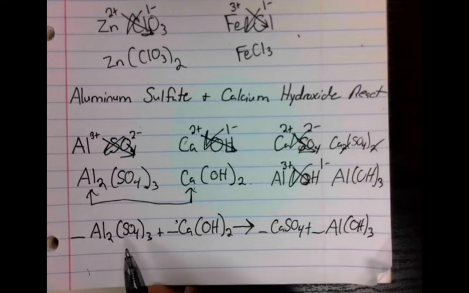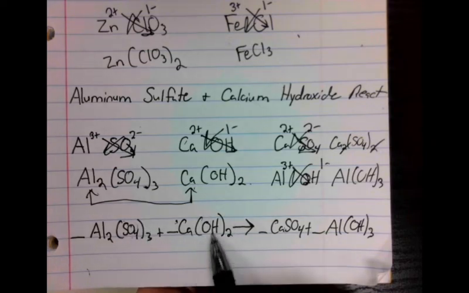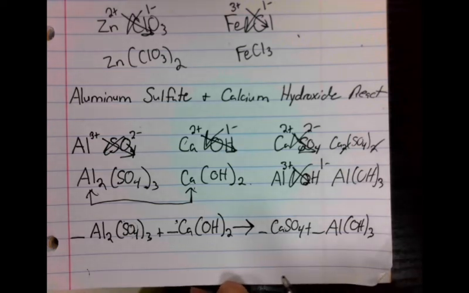And now we balance. Again, it's easier if you keep track of the SO4s and the OHs as a unit because they're the same on both sides. Otherwise, you're going to have to balance the O's, and it's going to be a little bit more frustrating.